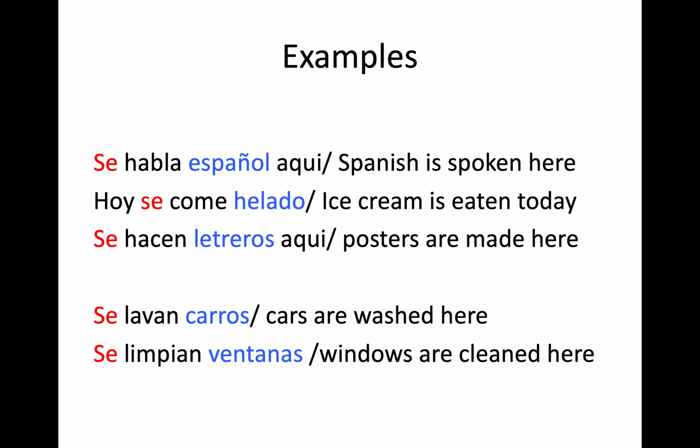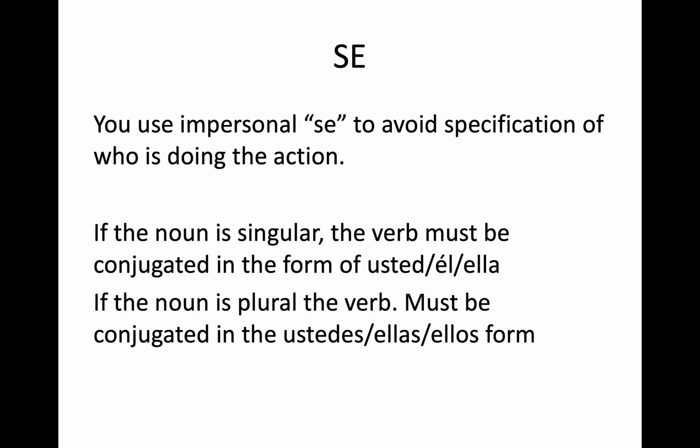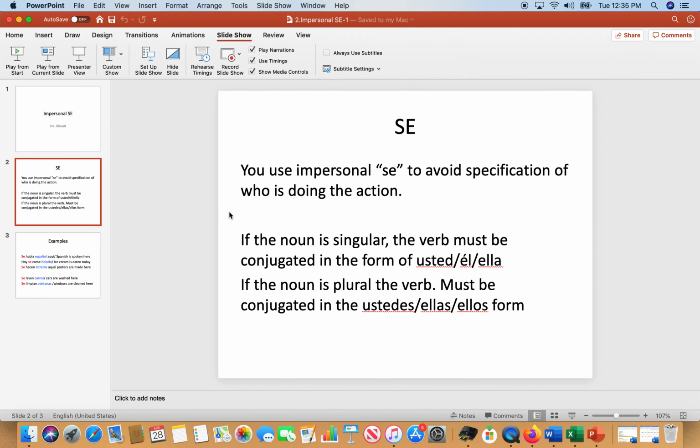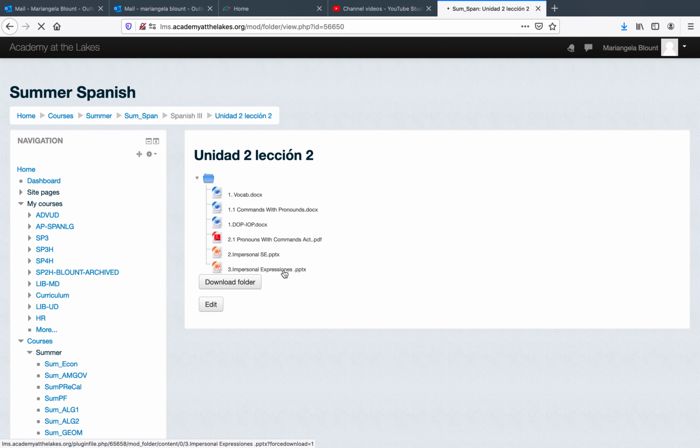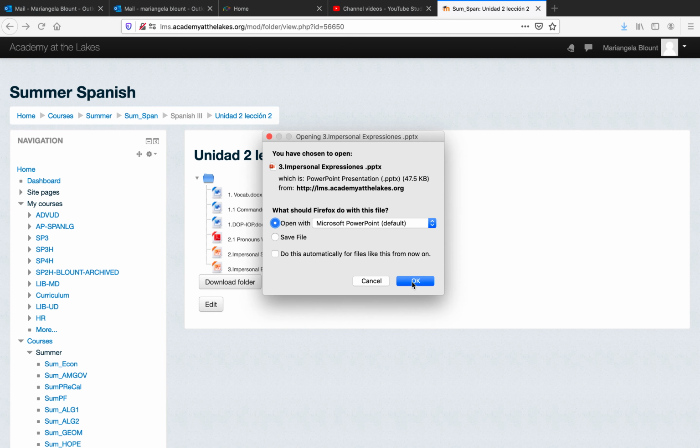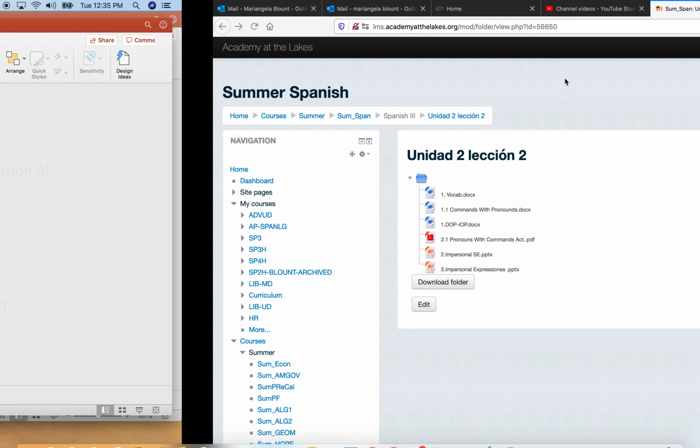Now, if I want to be very specific, I will say, "Tú tienes que hablar español." That also will be a command because I'm telling you what to do, right? But this is different. This is an impersonal se. Doesn't specify who this message is going to. Okie dokie. And then we have impersonal expression, the last one for this chapter.